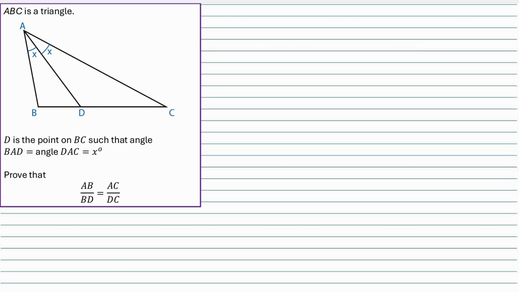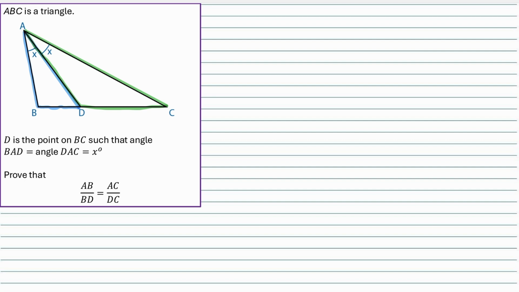So with questions like this, often the most difficult thing is knowing where to get started. So what I encourage you to do is to split this up into two separate triangles. You can see we've got triangle ABD, which I'm highlighting in blue, and we've got another triangle ADC, which I'm highlighting in green.